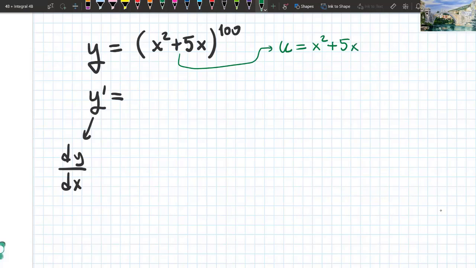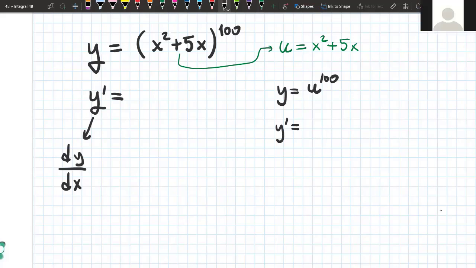So instead of x squared plus 5x, you may write u. So our function becomes, look at this, I will write it here, y is equal to u to the power 100. Oh, now it's so simple. So is it possible to take the derivative of both sides now? y prime, with respect to u, of course. What's the derivative of u to the power 100? Who will tell me the derivative of u to the power 100 with respect to u? Yes? u to the 99. Yes, Hanan.